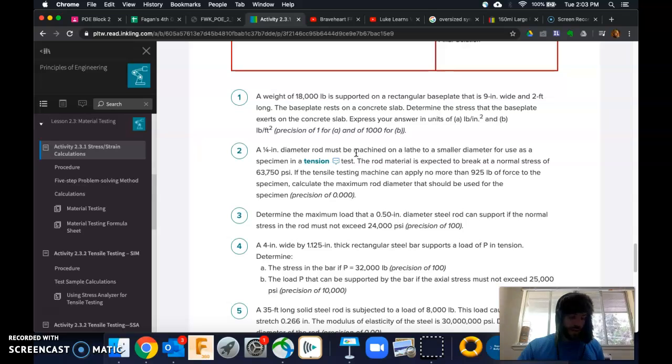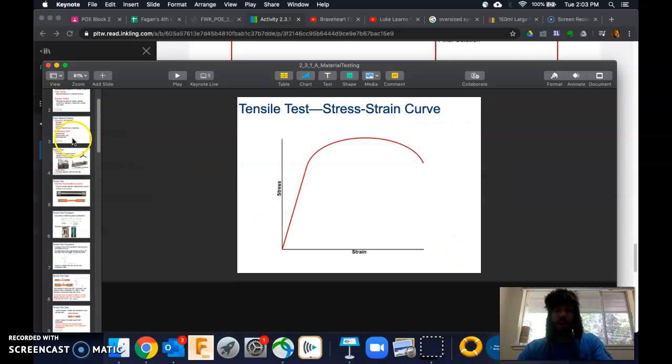That's about it. Last thing, very optional for you: an optional video, like I said, will be over the material testing slideshow. I'm going to go through this slide by slide.